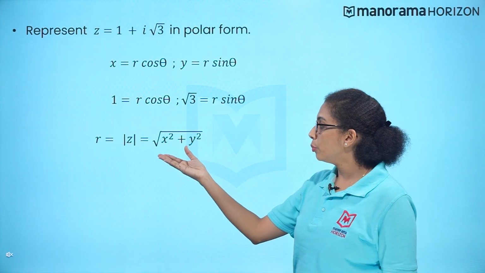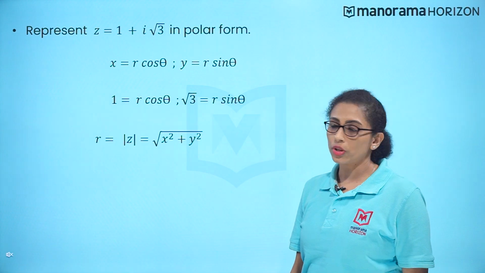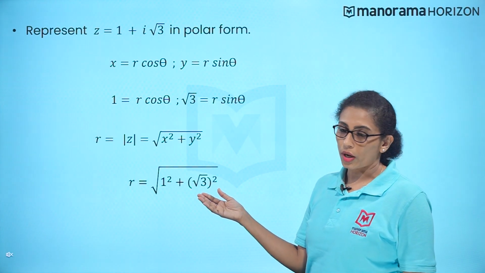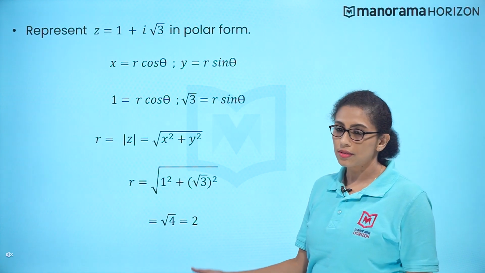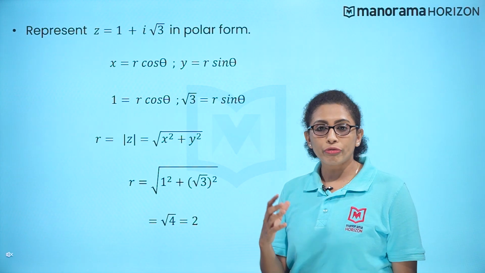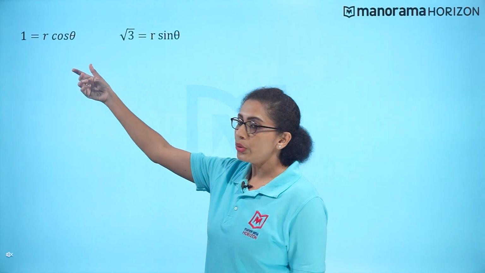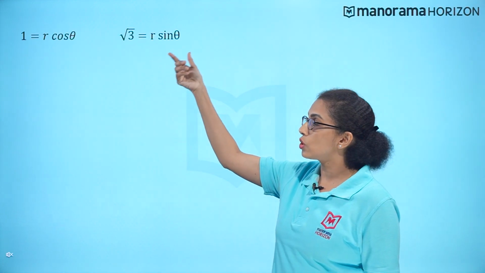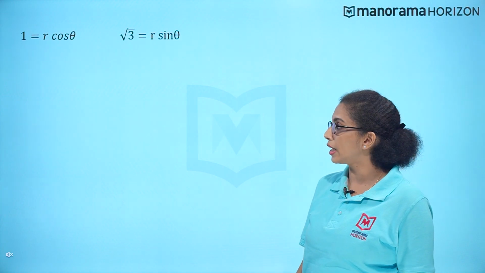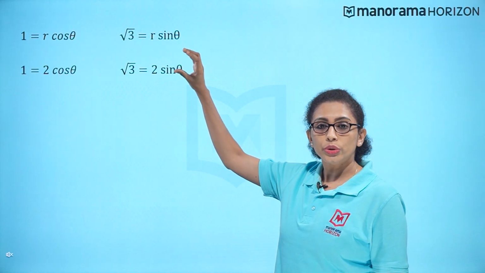r is given by modulus of z, which is equal to root of x square plus y square. Substituting the values, we get root of 1 square plus root 3 the whole square, which is equal to root 4, and the answer is 2. So, we got r as 2. Now, use this value to find cos theta and sin theta. So, 1 is equal to r cos theta, root 3 is equal to r sin theta. Substituting the value of r equal to 2, we get 1 is equal to 2 cos theta and root 3 is equal to 2 sin theta.